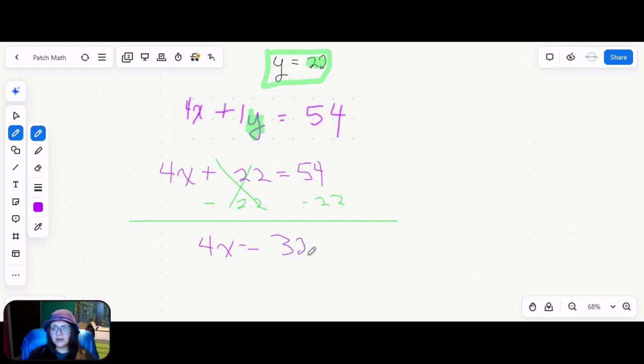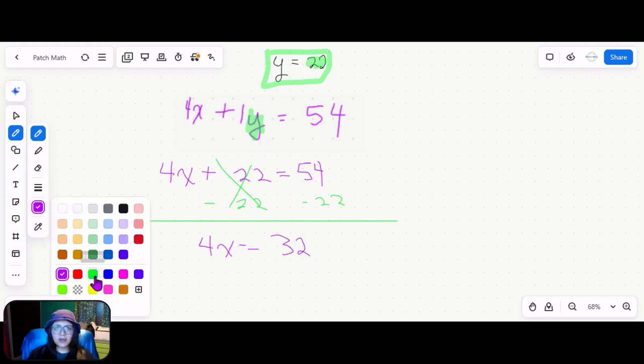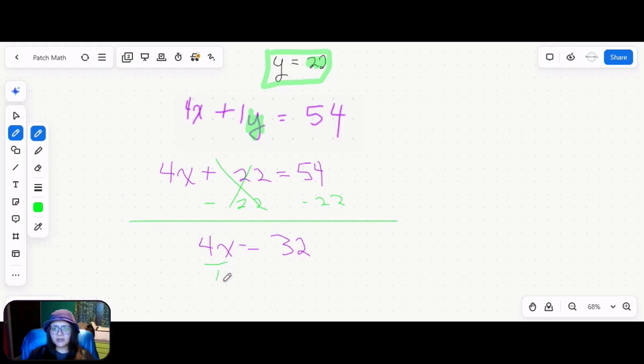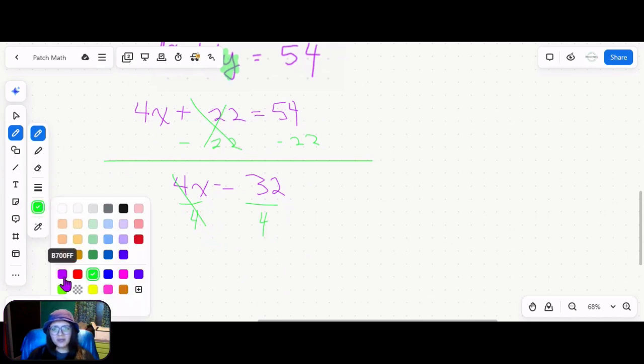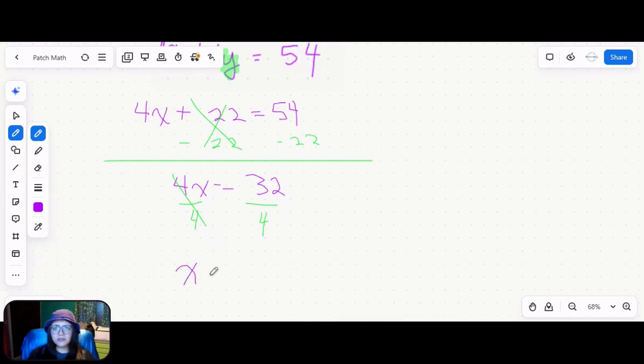We are almost done. 4 is attached to that x by multiplication. Opposite of multiplication is division. Divide each side by 4. What we do to one side, we can do to the other. And we are left with x equal to 8.